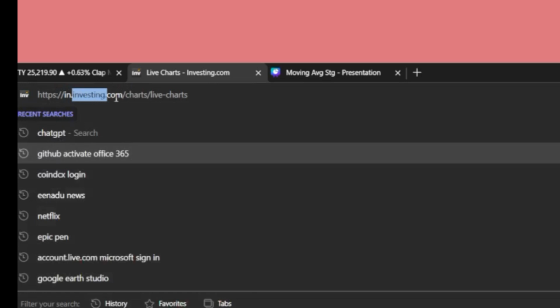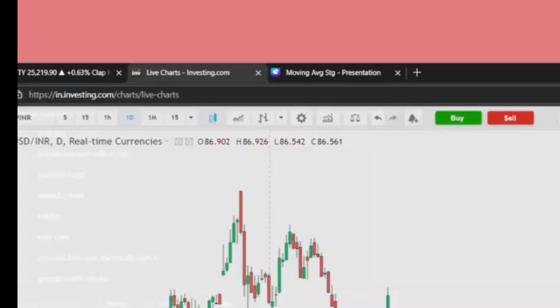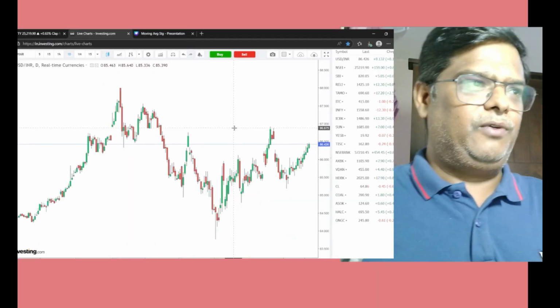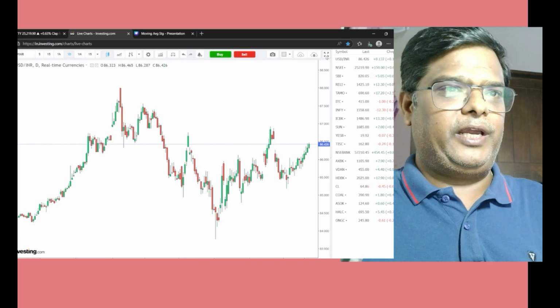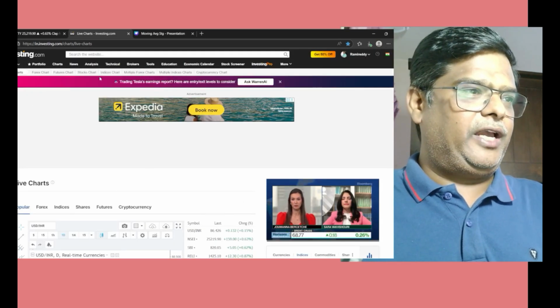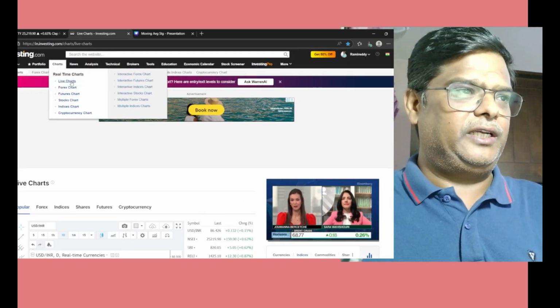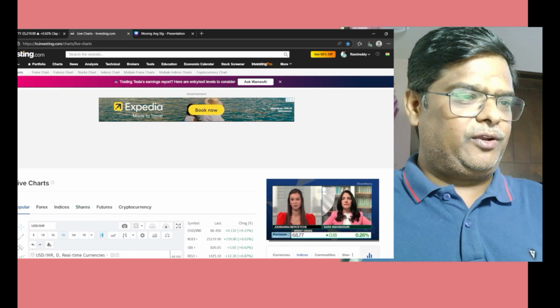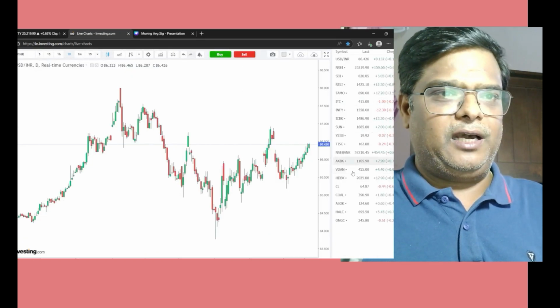This is investing.com, and it is a free tool. Once you are logged in, it will show like this. Then you click on Charts, then Live Charts, that is one option. Once it opens, you click on maximize. Here you will get all the stocks.